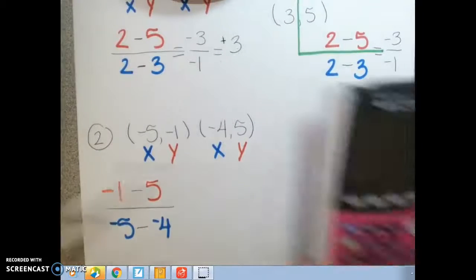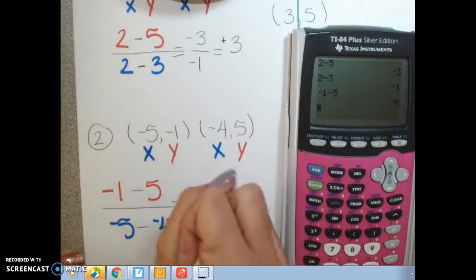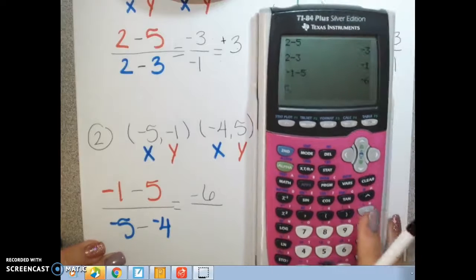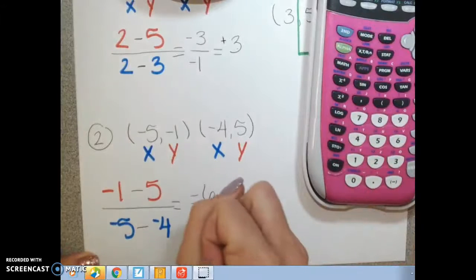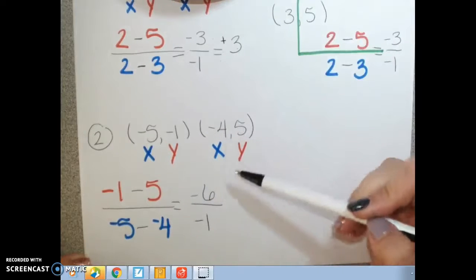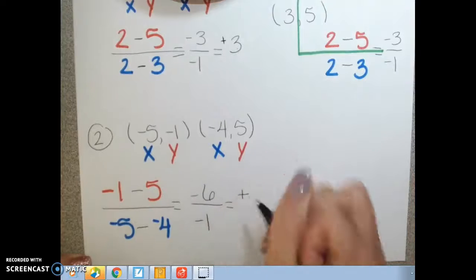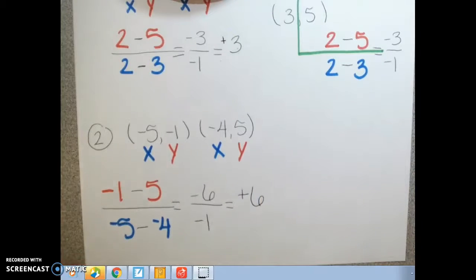Okay, if you need your handy dandy calculator, take negative 1, subtract 5. It's going to give you negative 6. And on this one, I'm going to type in exactly what I see. Negative 5 minus negative 4. And that's negative 1. Okay, thinking back to our integer rules, negative over negative is going to end up giving you a positive. And 6 divided by 1 is 6. So your slope happens to be 6.